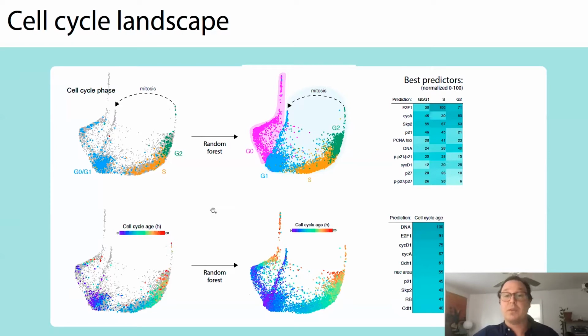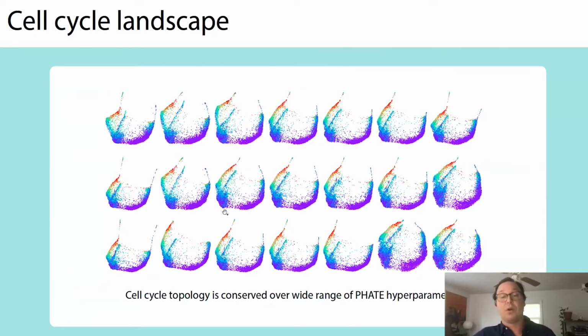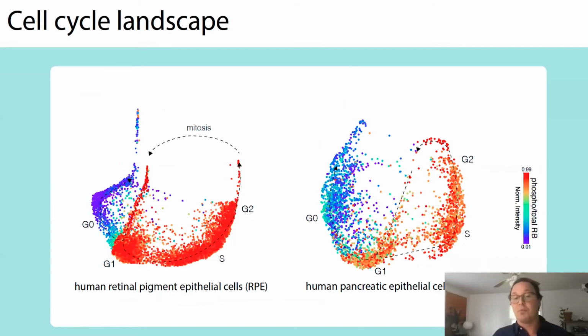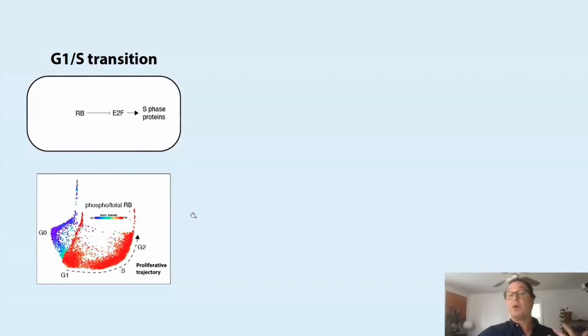I'd like to also point out that we obtain the same general structure over a very wide range of hyperparameters in FATE, which is really nice to see. And we also find a remarkably similar topology when we perform the same experiment in a completely different cell line, these HPNE human pancreatic epithelial cells. So these are all very promising signs. So we next asked if we could capture known cell cycle biology on this landscape.